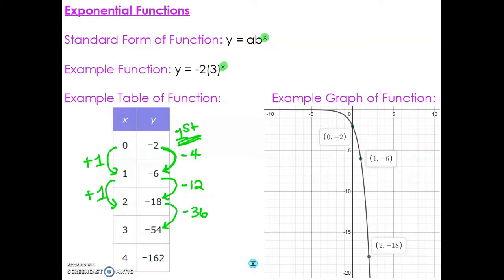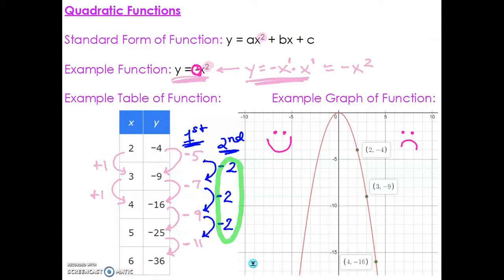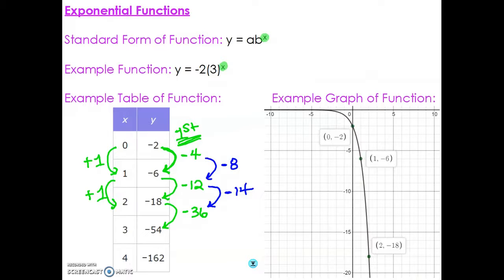Okay, let's, like we did for quadratics, go to the second change. Well, I'm subtracting 8. To get from -4 to -12, I have to subtract 8. Well, what about -12 to -36? Well, I have to subtract, in this case, 24. Okay, that's not coming out to be the same numbers like it did in my quadratic. So right away I know it's not linear because the first numbers are not the same, so let's erase that. I know it's not quadratic because those changes in the second difference were not the same.